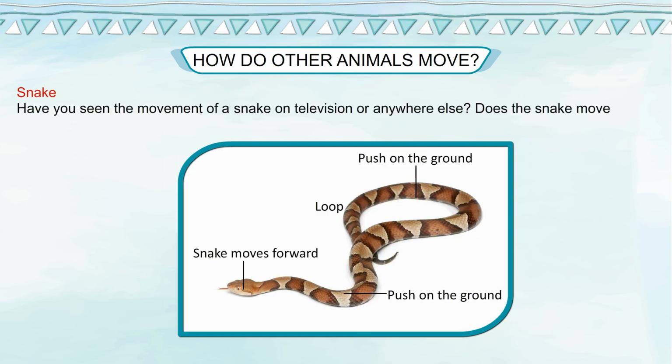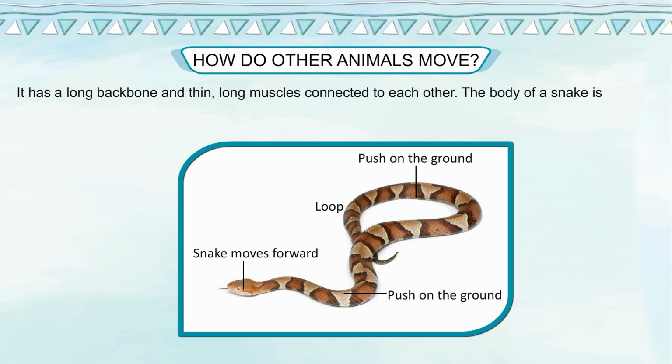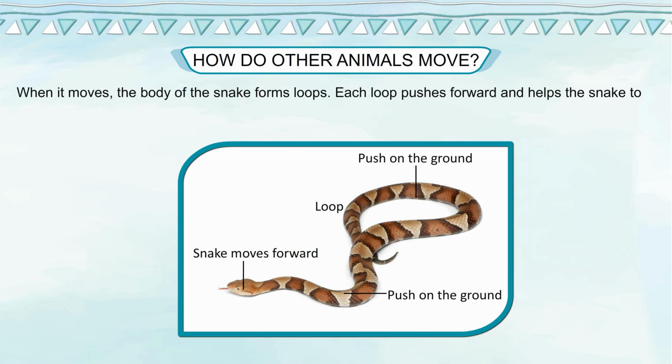Snake. Have you seen the movement of a snake on television or anywhere else? Does the snake move straight? A snake always moves in loops. It has a long backbone and thin, long muscles connected to each other. The body of a snake is covered with scales which help it get a grip on the ground. When it moves, the body of the snake forms loops. Each loop pushes forward and helps the snake to move fast.